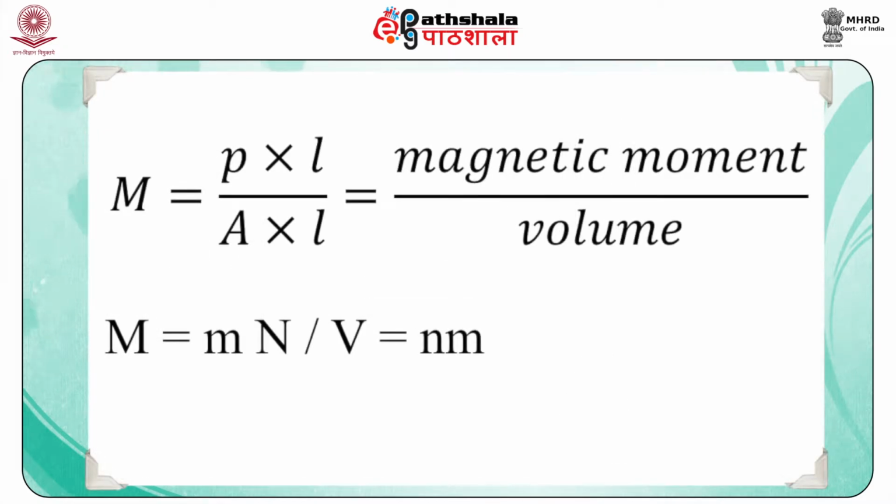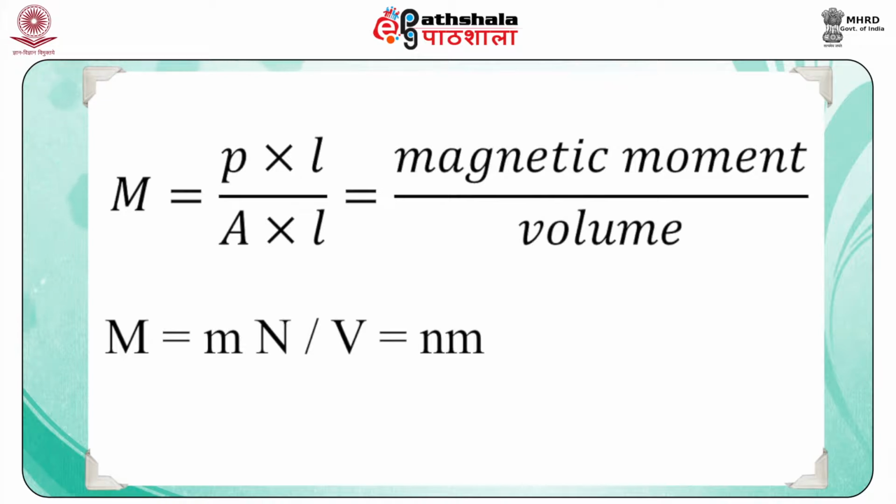Magnetization will disappear when the field is removed. For a magnetic dipole of length L and pole area A, we can write M is equal to P into L divided by A into L, which is equal to magnetic moment divided by volume. Here M represents magnetization, small m is the vector that defines the magnetic moment, capital V represents volume, capital N is the number of the magnetic moments in the sample.